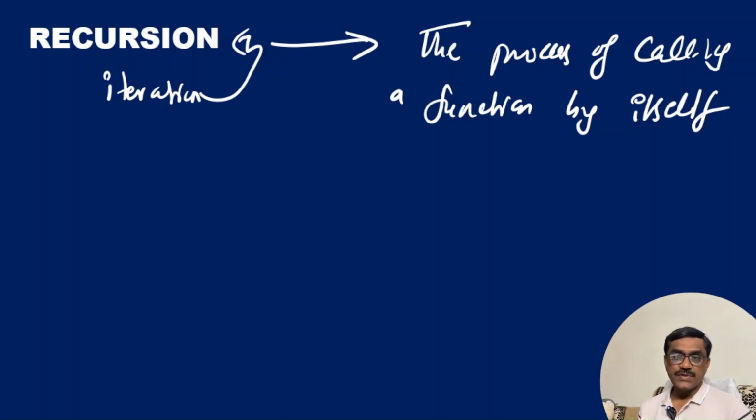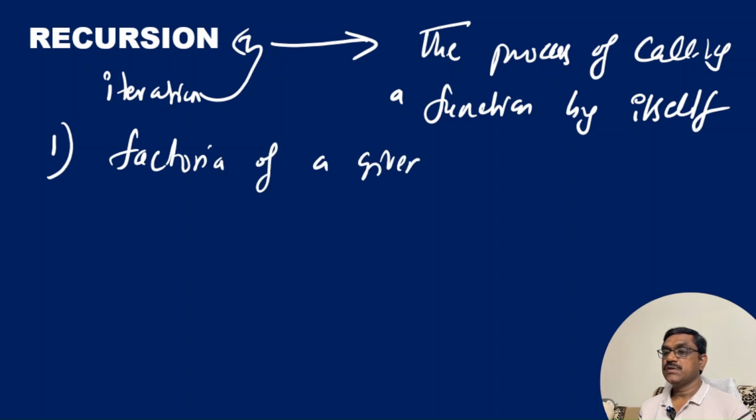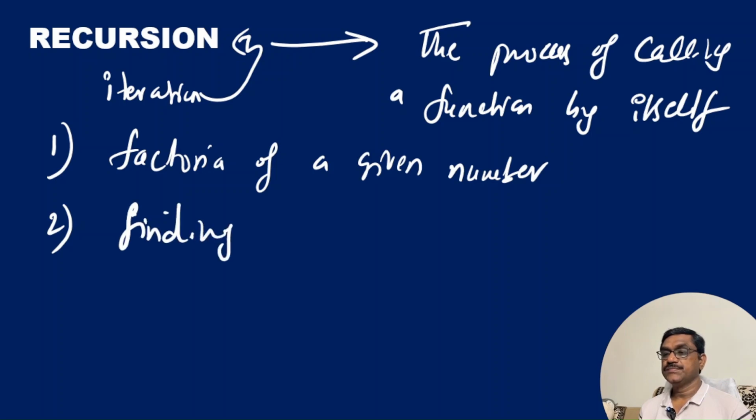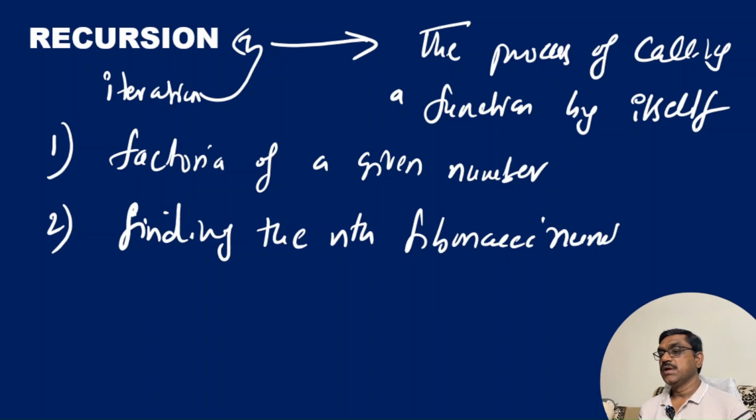Now, what are good examples of recursion? The main examples we are going to discuss are, first, the factorial of a given number. After that, the second example is finding the nth Fibonacci number. These are the two important examples I'm going to discuss. Many examples exist, but first we will discuss the factorial of a given number, and next, finding the nth Fibonacci number.